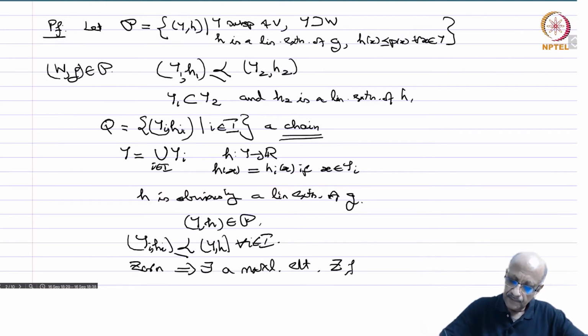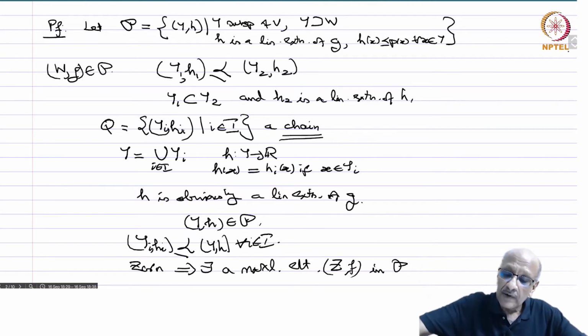ZF in P. So what is a maximal element? There is no other element which is bigger than this according to this order relation. Z contains W and F is a linear extension of G. So these are all the properties. So we will be through.